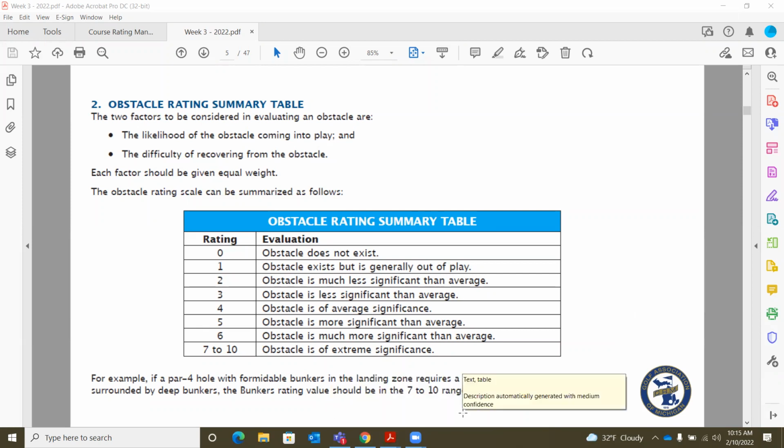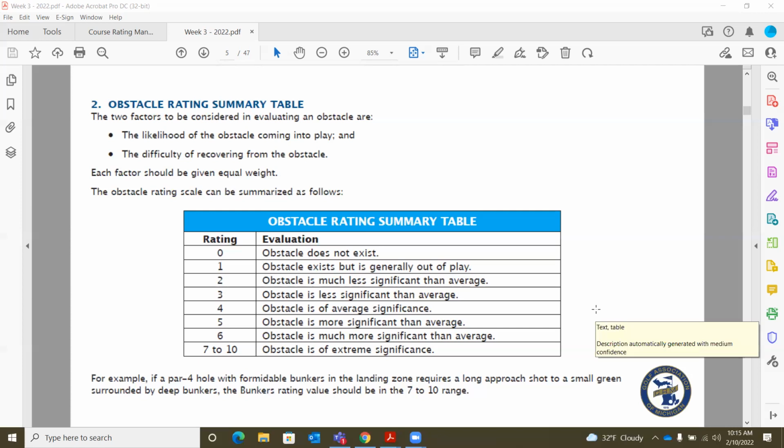It says if a par 4 hole with formidable bunkers in the landing zone requires a long approach shot to a small green surrounded by deep bunkers, the bunker rating value should be in the 7 to 10 range because it is of extreme significance. And typically when we get to the charts, our data that we collect out there and our distances that we collect are going to get us to that value, plus adjustments that we may have out there.